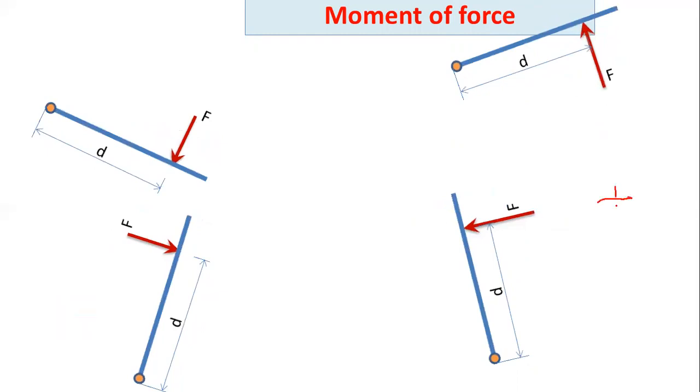For anti-clockwise couples, you have to consider the positive sign. For clockwise couples, you have to consider the negative sign. These are the important sign conventions to solve the ladder problems. Here you can observe this is a clockwise rotation. This one also clockwise rotation. Now this one is anti-clockwise rotation. This one also anti-clockwise rotation.